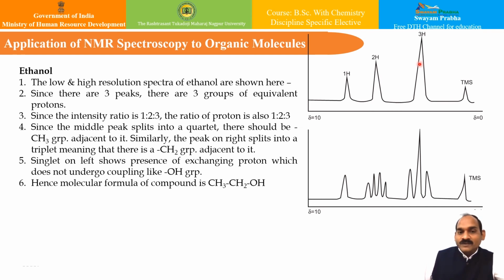Since the middle peak splits into a quartet, there should be a CH3 group adjacent to it. Similarly, the peak on the right hand side splits into a triplet, so it must be adjacent to a CH2 group. The singlet on the left shows the presence of an exchanging proton which does not undergo coupling, like the hydroxyl group. Hence the molecular formula for this spectrum is CH3CH2OH. This is the trend through which we can analyze NMR spectra.